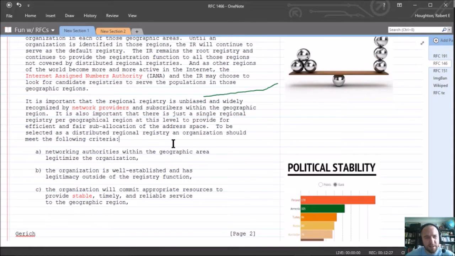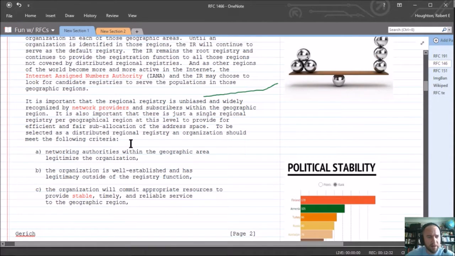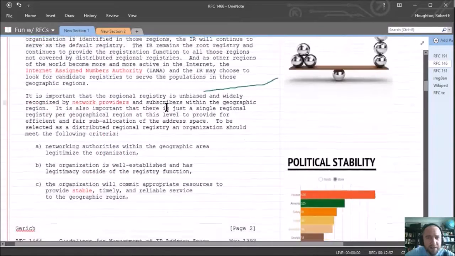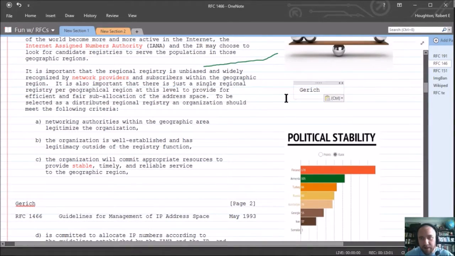To be selected as a distributed regional registry, an organization should meet the following criteria. And before I read that criteria, let me just point out the great idea of a registry being unbiased. Great balance there. They're not looking for money. They're just providing a means for the internet to work. I have to say, at this time, I think I have a favorite RFC writer, this person, Garrick. I'm going to do some more research and report back to you guys on what I found. But what great ideas he or she is writing about.